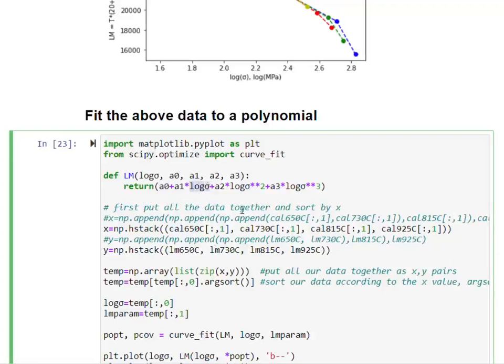A1 times the log of the stress, A2 times the log of the stress squared, etc. I can add as many terms as I want here for my polynomial, or take away terms. So just this piece here would simply be a straight line.